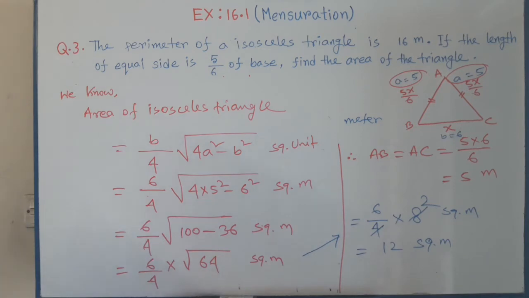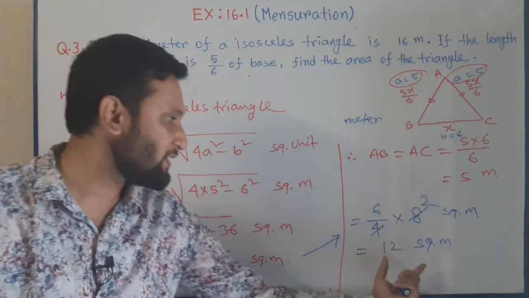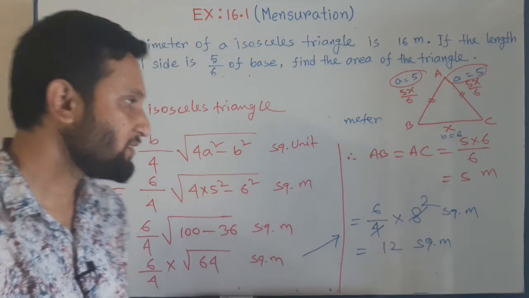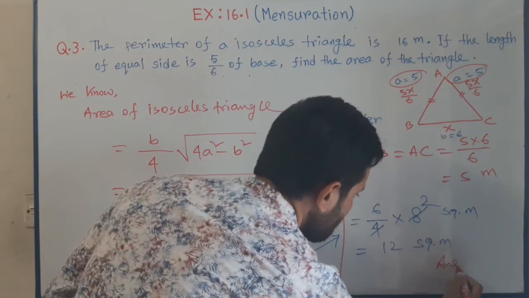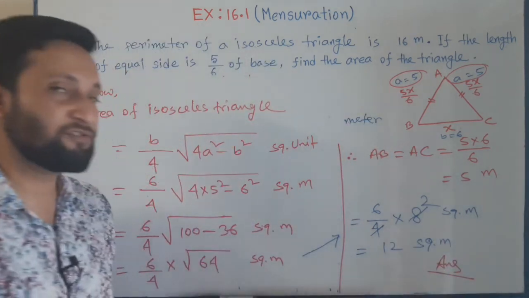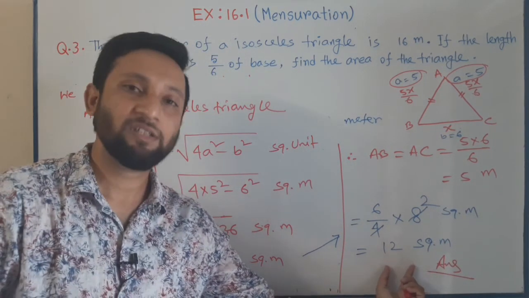Therefore the area of this isosceles triangle is 12 square meter. This is our required answer. I hope everybody is clear. So the area of the isosceles triangle is 12 square meter.